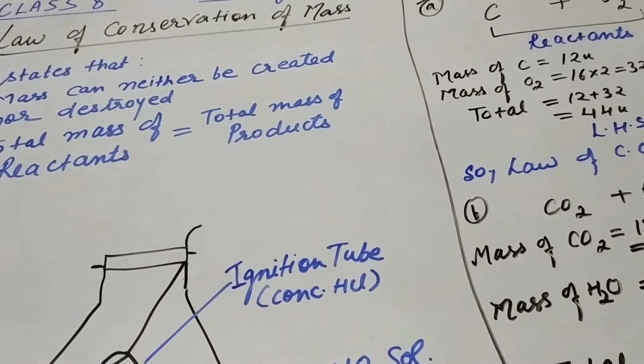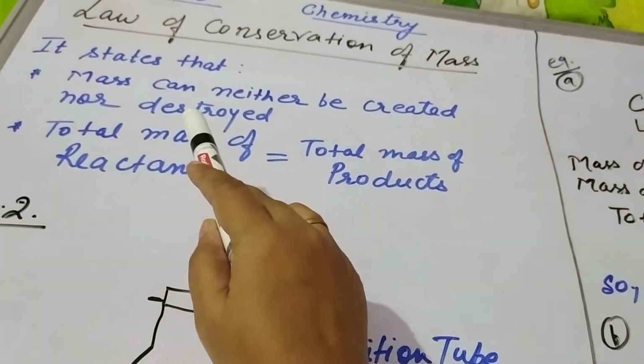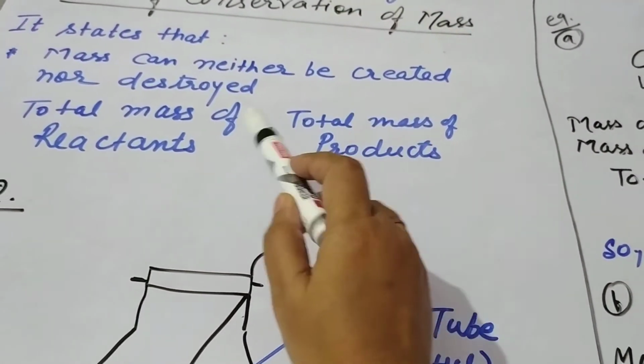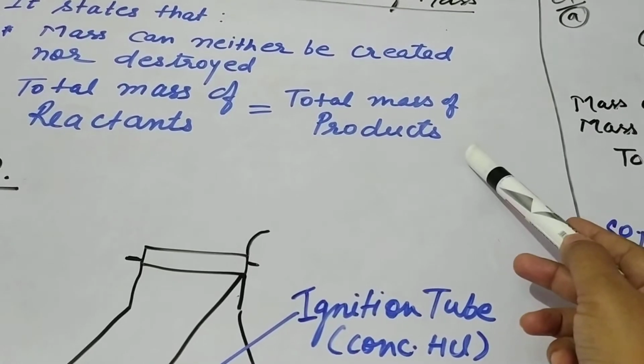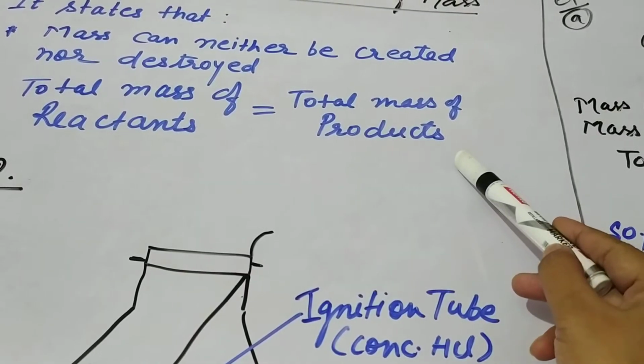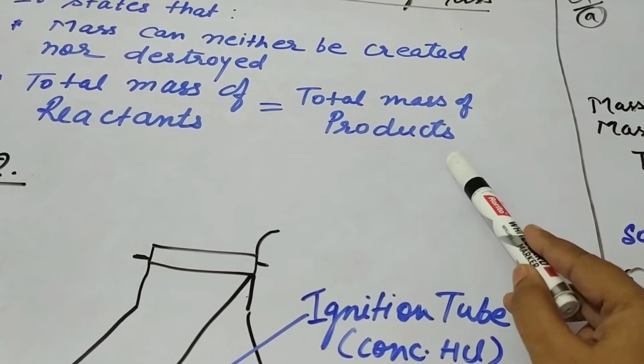of the reactants. So it has two main points in this. Number first is mass can neither be created nor it can be destroyed. And second is total mass of the reactants is equal to total mass of the products in any chemical reaction. This I will prove to you with the help of an equation.